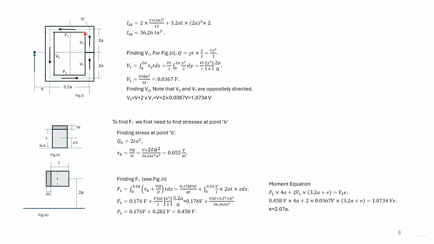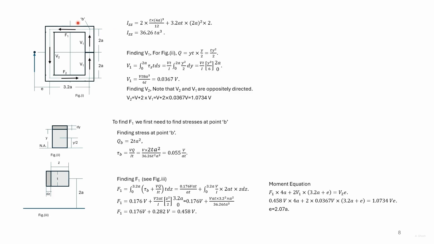Now to find the horizontal force F1, we need the shear stress or shear flow at the point B. Here we have found the shear stress. We use P Q by I T. Q here is 2a into P into a. So we obtain the shear stress at P in terms of P divided by a T.